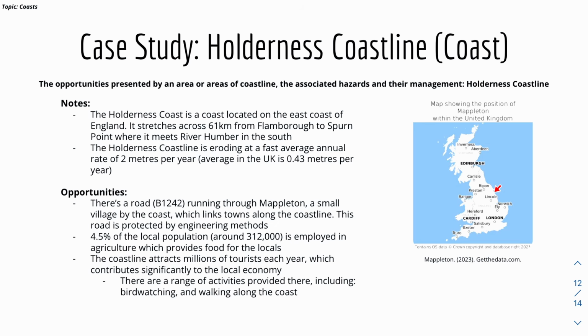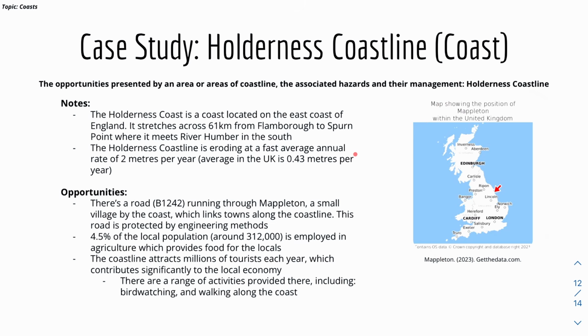And here we have a case study, which is the opportunities presented by an area or areas of coastline, the associated hazards and their management, and we'll look into the Holderness Coastline. So here's a quick note of the Holderness Coastline. It's a coast located on the east coast of England, and it stretches across 61 kilometers from Flamborough to Spurn Point, where it meets River Humber in the south. So as you can see here, this map right here.